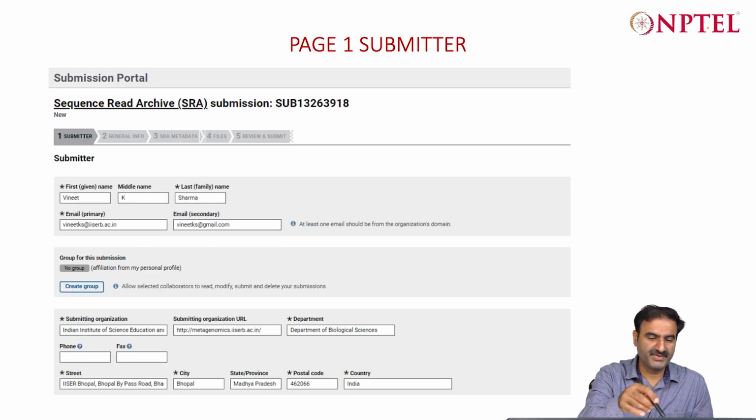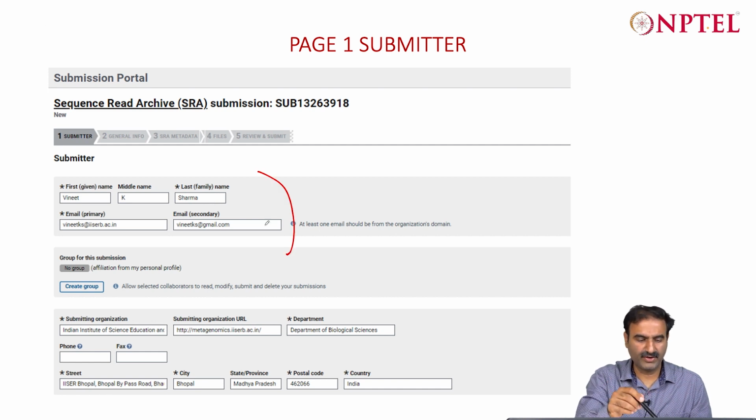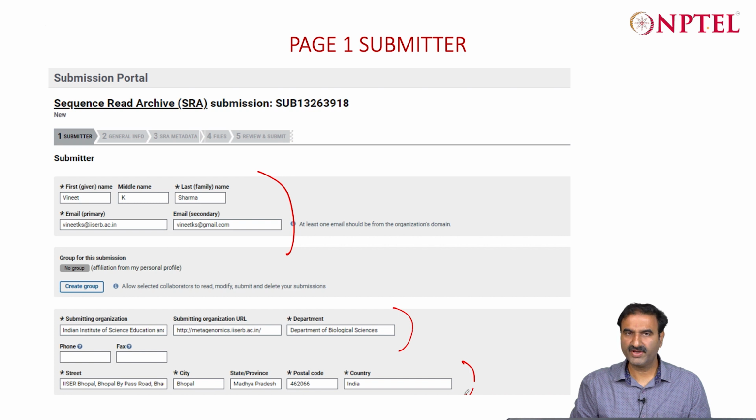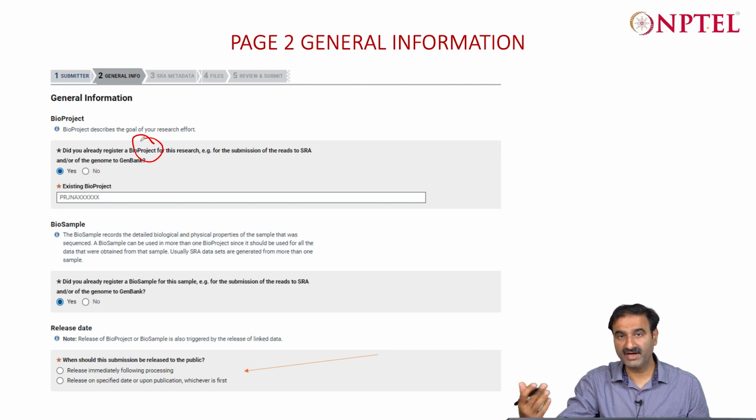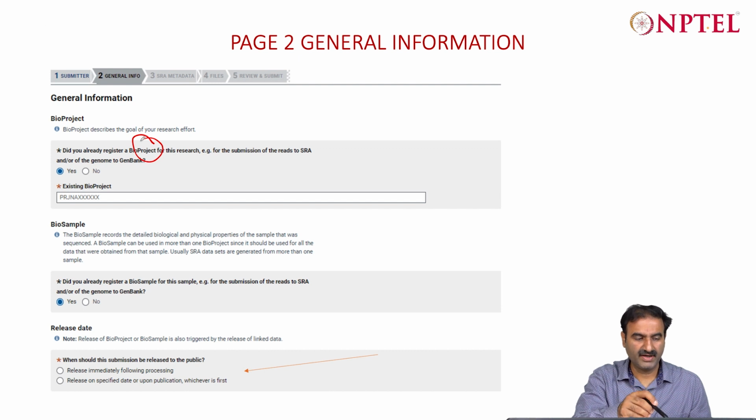Then you have to provide information about the submitter: the name, email address, alternate email ID, what institute you belong to, your complete address, standard things. And whether you have created a bio project or not. If you have already created one, it's okay; otherwise you have to create a bio project. If it is already there, you can type it here and it will fetch that record. The same goes for the bio sample.